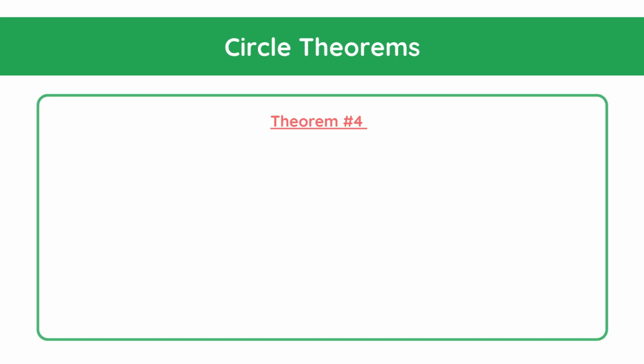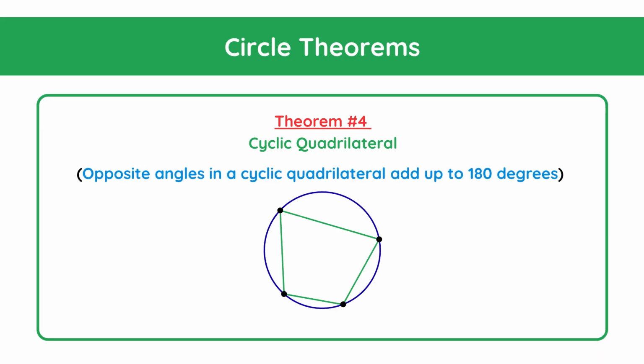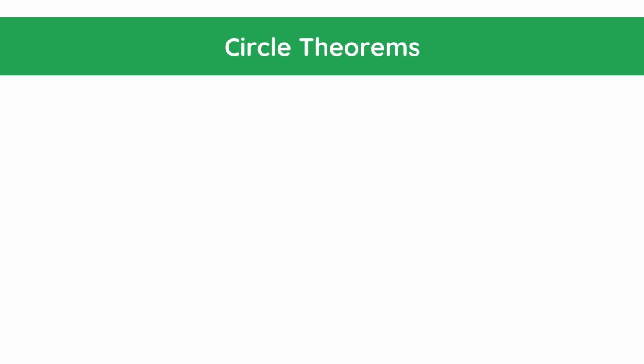Now let's move on to the fourth theorem, which is the cyclic quadrilateral theorem. A cyclic quadrilateral is just a 4-sided shape where all 4 corners lie on the circumference of a circle. The rule is this. In a cyclic quadrilateral, opposite angles add up to 180 degrees. So if you have a quadrilateral ABCD inscribed in a circle, then angle A plus angle C equals 180 and angle B plus angle D equals 180. That's the whole rule. Let's do an example.